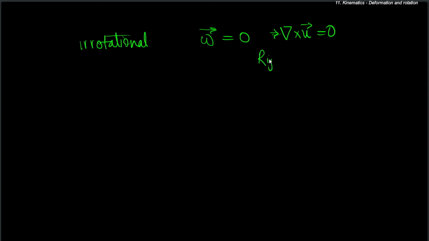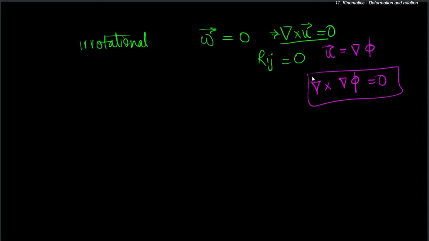A flow is said to be irrotational if the vorticity in the flow is 0, that is, the curl of the velocity field is equal to 0. Effectively, it means all the rotation tensor components are also equal to 0. Now we know from vector calculus that if this is true, then u can be represented as the gradient of a scalar, because the curl of a gradient of a scalar is always equal to 0. So if a flow is irrotational, we can represent it in terms of a single scalar also, but more on this in a later lecture.